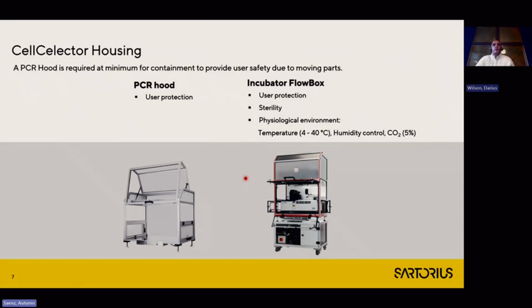Again, housing is extremely important, so there are two options available. We have the PCR hood, which just offers basic user protection, but really for organoid research and workflows, the incubator flow box is probably the housing of choice. Here we have user protection as well as sterility. But the most important thing here is that we have three different environmental controls. We have temperature ranging from 4 degrees to 40 degrees, humidity control, and CO2 control.